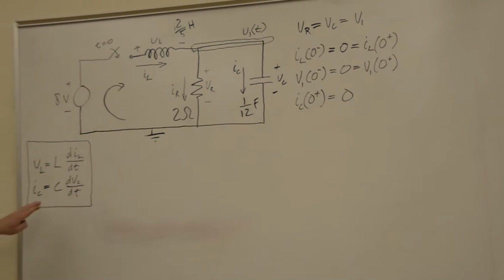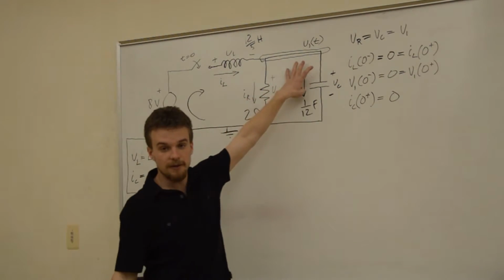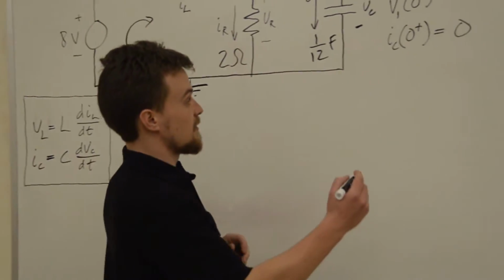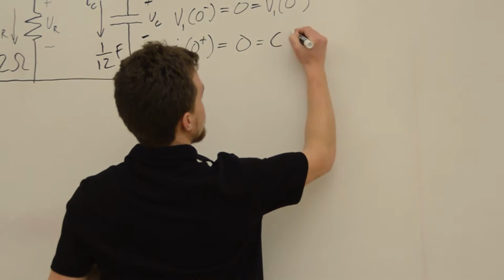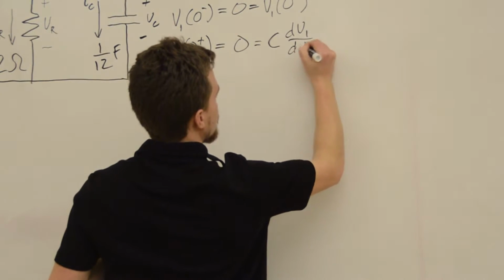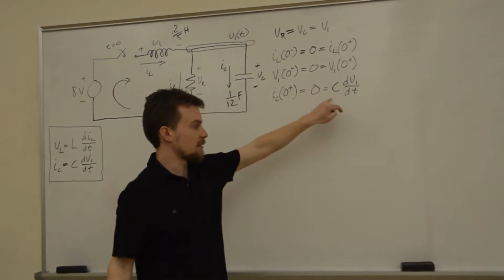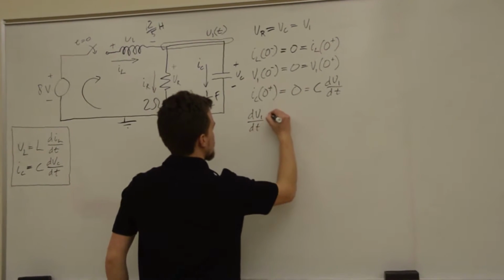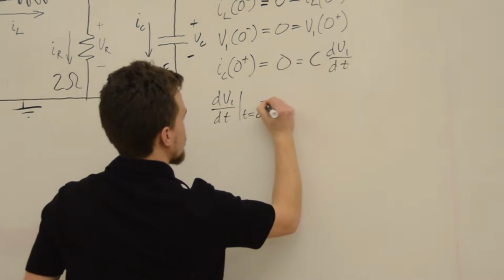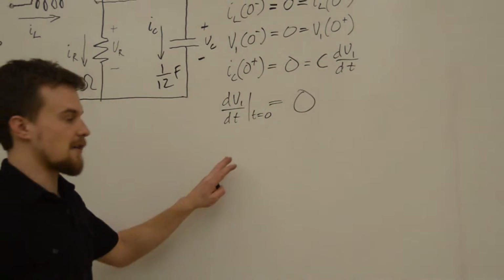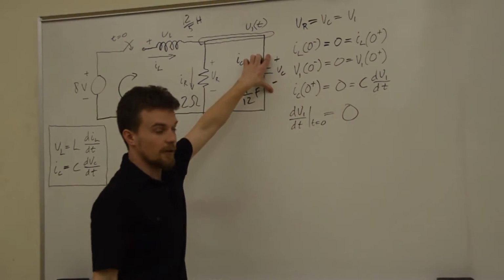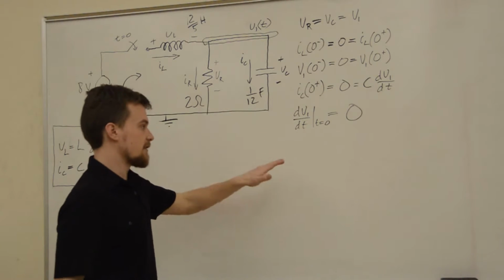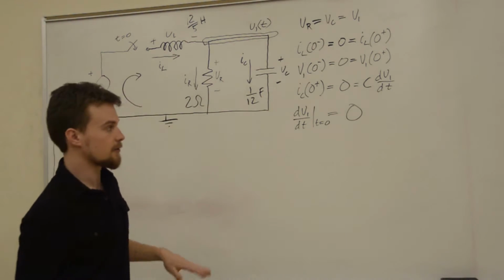That also means that your initial value for the derivative of this voltage across here, since IC is equal to C dV/dt, this is going to equal C dV1/dt. Now, the only way for this equation to work is if dV1/dt at t equals 0 is equal to 0. So there's our initial value for the derivative of the voltage across here. Now, it just so happens from the way the circuit functions that this value is 0, but it's important. It's not always going to be 0. You still have to do out the math and get that.